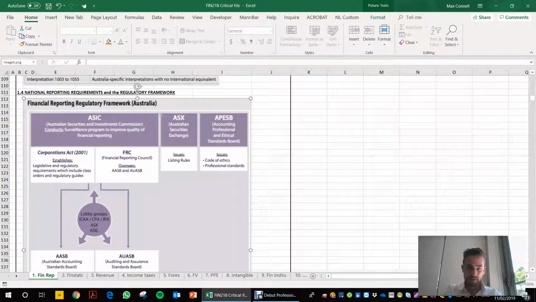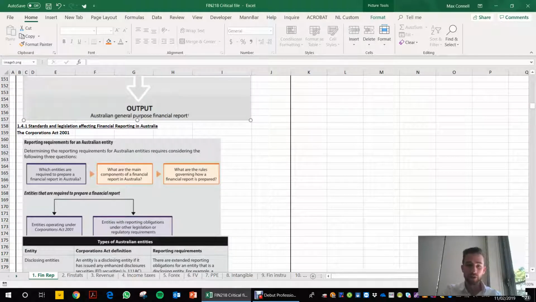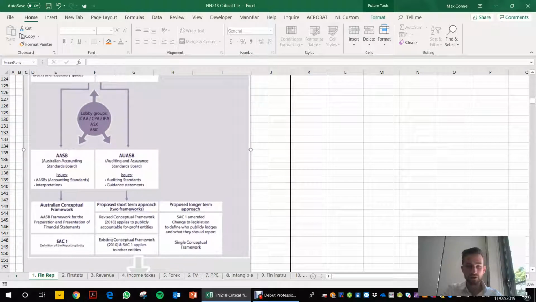There's also a very slight correlation with the Accounting Professional and Ethical Standards Board, just because they set a code of ethics and professional standards for accountants to follow. There's not a lot of close correlation between the two. We're mainly going to focus on the Corporations Act, more so how it influences AASB. We're mainly going to focus on the standards, the board, and the conceptual framework that the board develops.